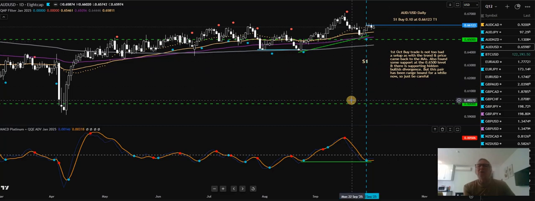These green levels here are just big round numbers. In this case, it's a 60 cent and a 65 cent. So we had some support again at the 65. You can see it's a bit of a magnet. Hopefully we're just below the entry, so hopefully it'll push up, who knows.